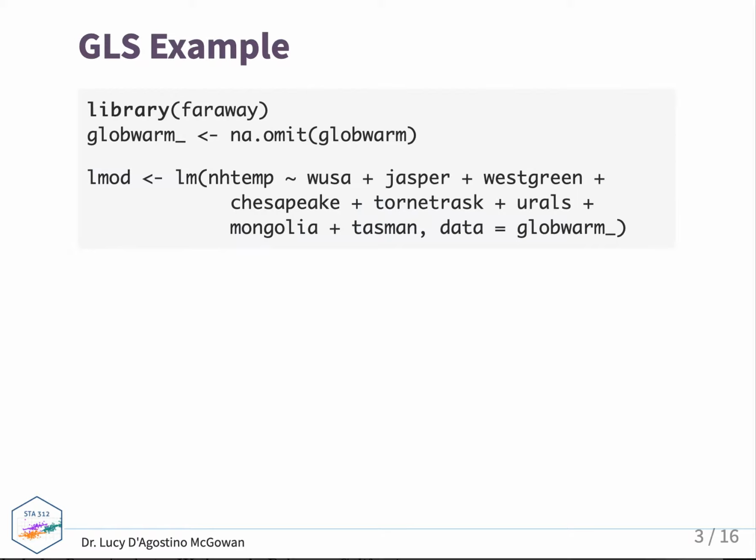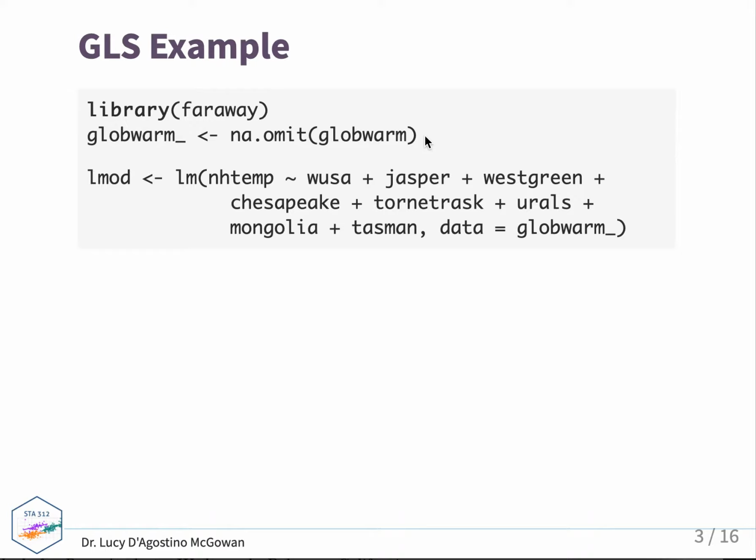So let's talk about how we would do this in R. So I'm using the global warming data. It's called globwarm. It's from the faraway package. And the first step I'm doing here is I'm just omitting the NA values or the missing values. And this is because basically this data set contains values for predictors all the way going back 1,000 years, but it only has an outcome variable for the past 145 or so.